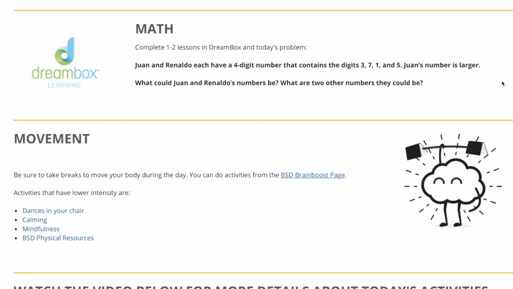Don't forget to do today's movement, and you get to decide if it's an active kind of day where you want to be up dancing, or maybe it's a lower intensity day and you've got some of the calming ones, the breathing and the stretching. I feel like those might be mine for today.